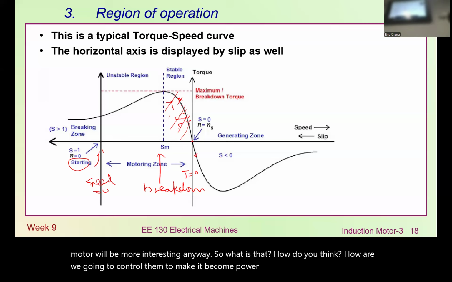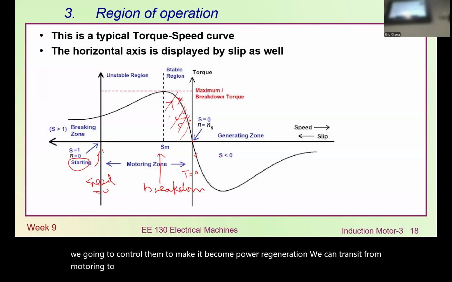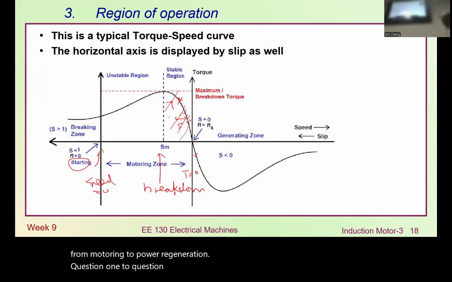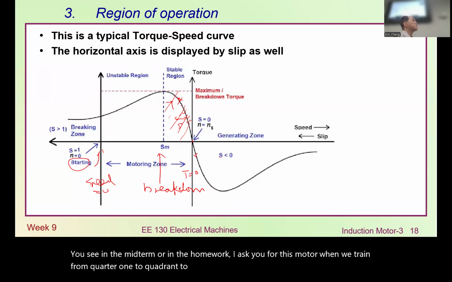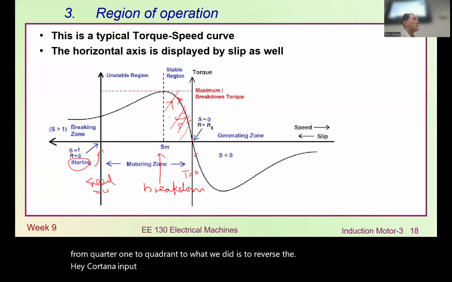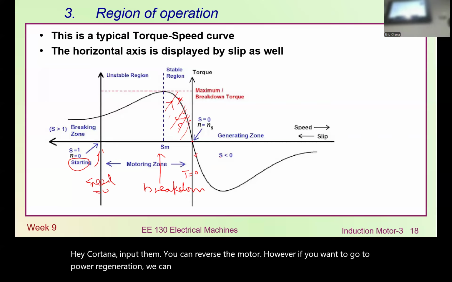We can transit from motoring to power generation, quadrant 1 to quadrant 2. You see in the midterm or in the homework, I asked you for the DC motor, when we change from quadrant 1 to quadrant 2, what we did is to reverse the polarity of the input, then you can reverse the motor. However, if we want to go to power generation, we can reduce the voltage for the input, make the back EMF higher voltage than the input, then become power generation.